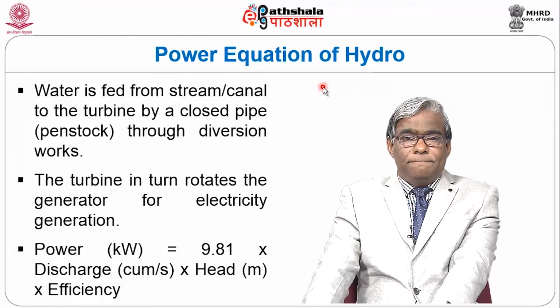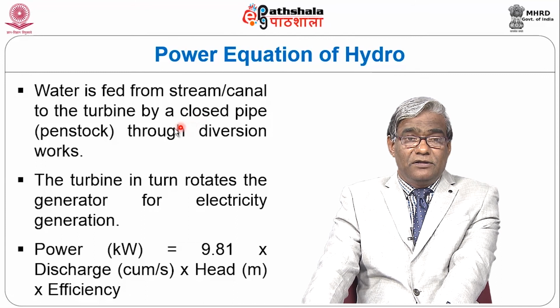turbines. Power equation of hydro: the water is fed from a stream or canal to the turbine by a closed pipe, that is the penstock, through diversion works. The turbine in turn rotates the generator for electricity generation. The power in kilowatts can be calculated by gravity 9.81 times discharge in cubic meters per second times head in meters, and efficiency.